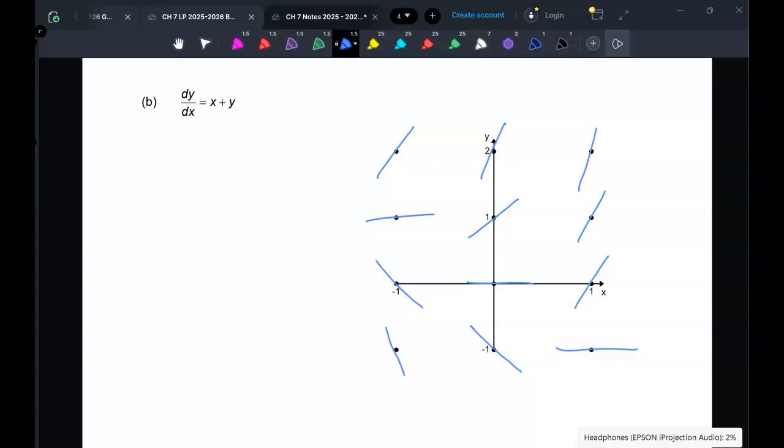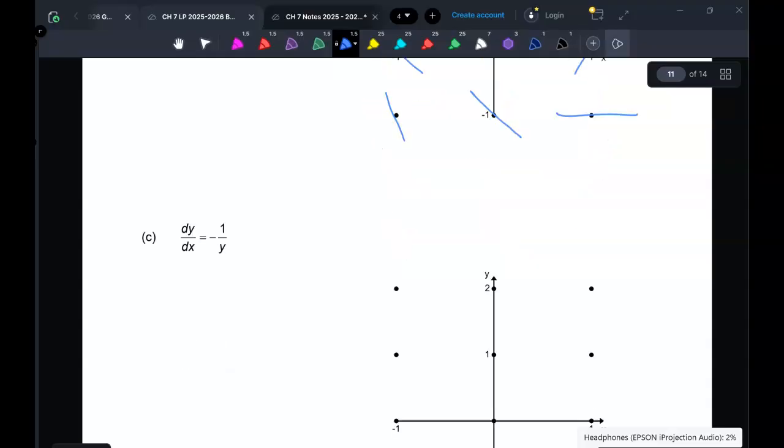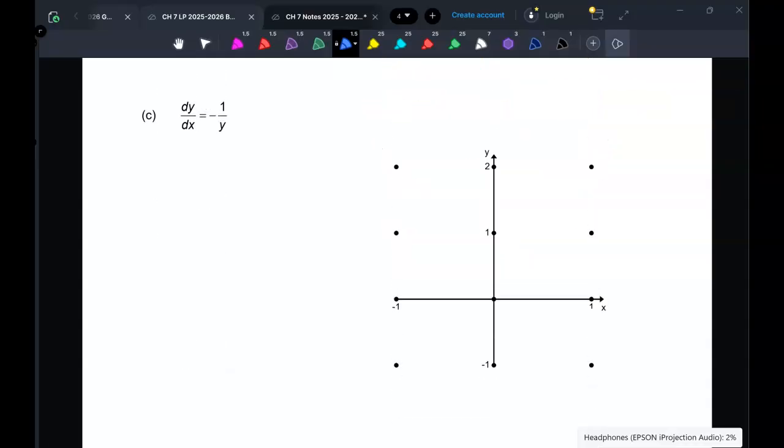Okay. Last one. This one is kind of nice because we only need to plug in values for y. Now, since y is in the denominator, all the ones on the x-axis we're going to just leave blank, right? What's going to happen when y equals 1? All the slopes are negative 1. So what's nice about when it's just in terms of y, all the rows are going to be the same. If it was just in terms of x, all the columns. Negative 2 here.